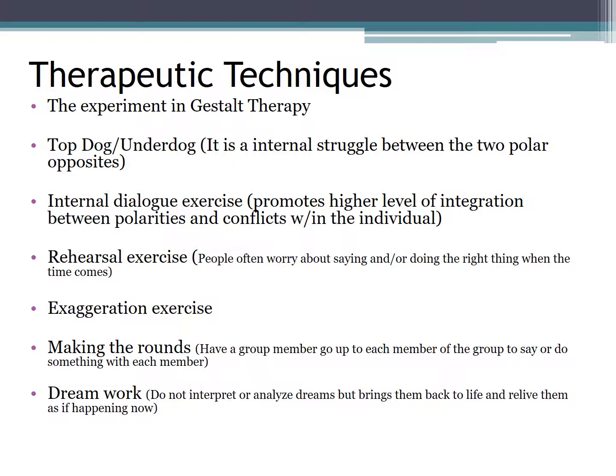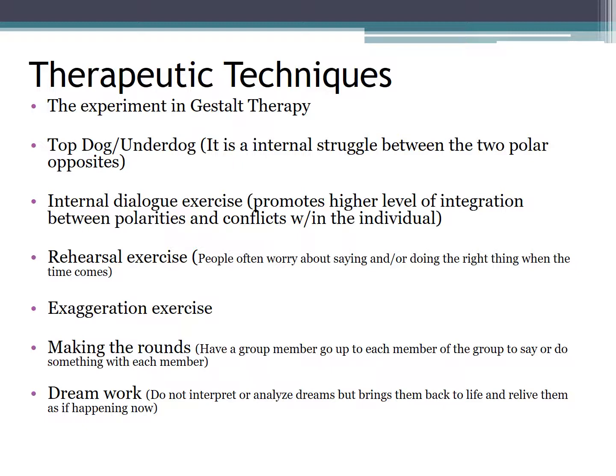When we're talking about the experiment, experiments arise throughout the development of the therapeutic process and therapeutic relationships. These experiments are core components of Gestalt therapy, and they allow the person in therapy to understand different aspects of a conflict, experience, or mental health issue.